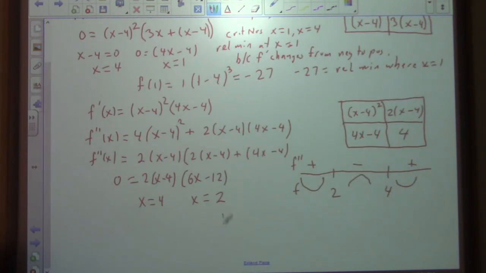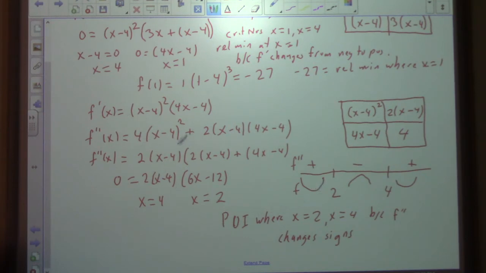So we have a point of inflection where x equals what? X equals 4, because f double prime does what? It changes signs, right? Changes signs from positive to negative and from negative to positive. So we can put it that way. So is that pretty much everything on that one?